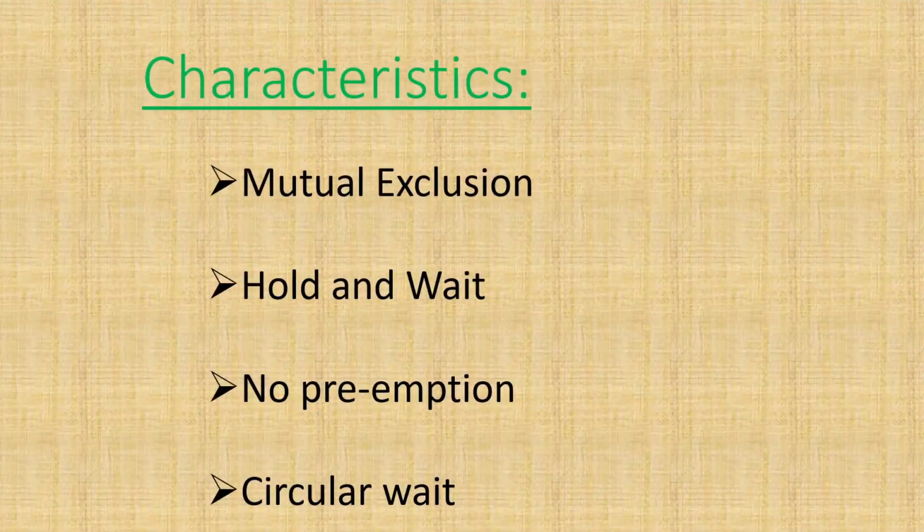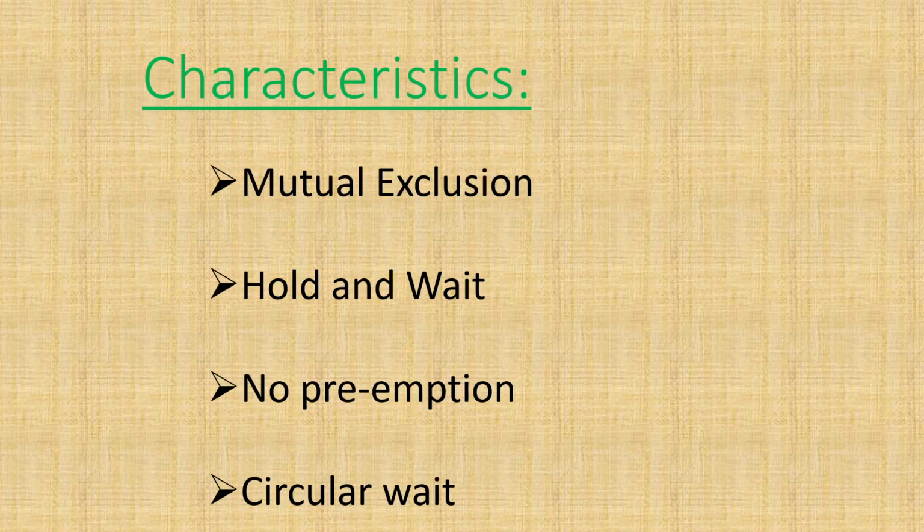Now, let us learn the topic deadlock characterization. We can describe a deadlock with the help of these four conditions as well as a resource allocation graph. In this video, we are describing a deadlock with the help of these four conditions. These are necessary conditions for deadlock to occur.